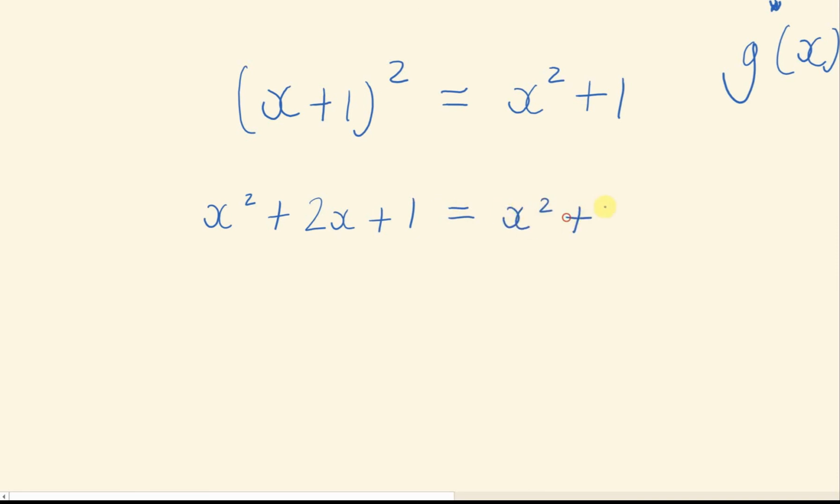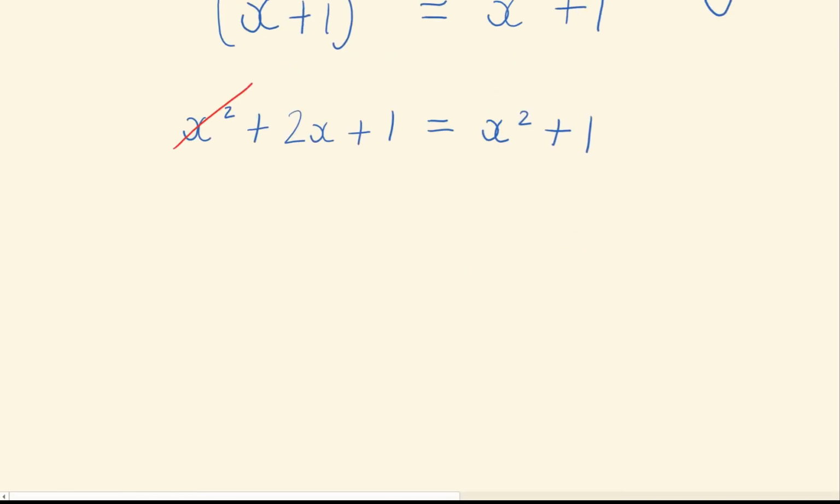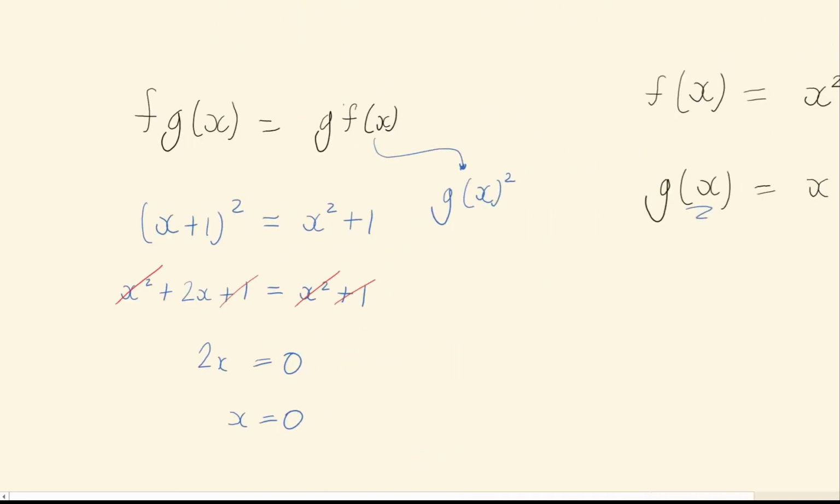You should notice here that I've got x squared and x squared, so these two terms are going to cancel out. I've also got plus 1 and plus 1, they're also going to cancel out. So now all I'm left with is 2 lots of x is nothing, and that tells us that x will be 0. So again, hopefully that's slightly rising in terms of complexity, but it's all based upon the same idea.